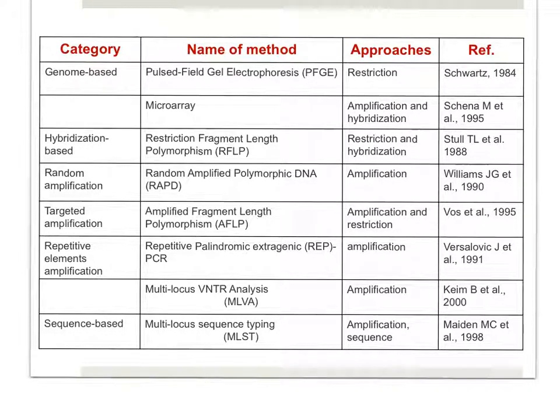So here is a quick description of what categories these methods are. You see the methods I just showed you on the last slide. What core approach are they based on, and in the original scientific manuscripts that showed their utility for epidemiologic purposes? PFGE is the first one. It is restriction based. There is not much sequencing, amplification, or other steps needed, but we'll see the details.